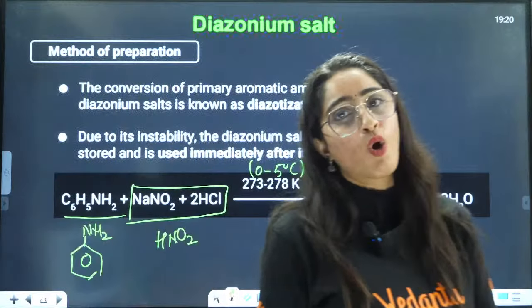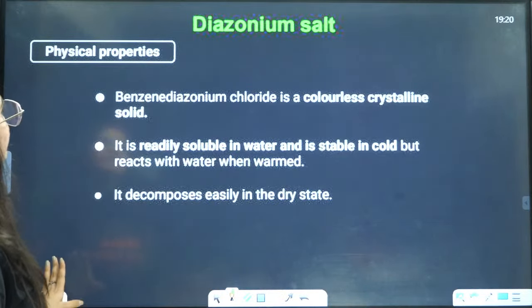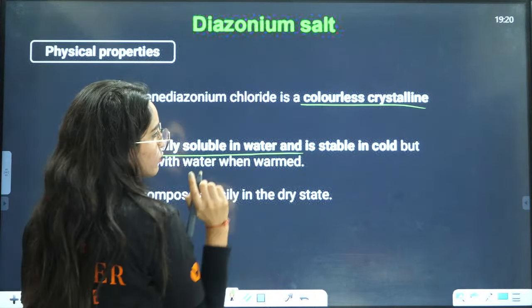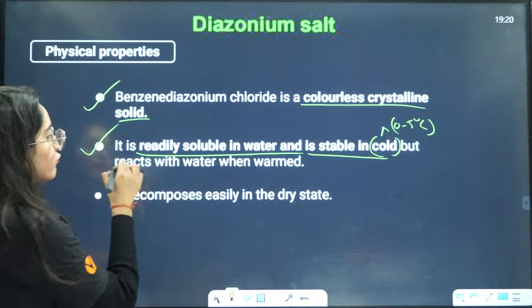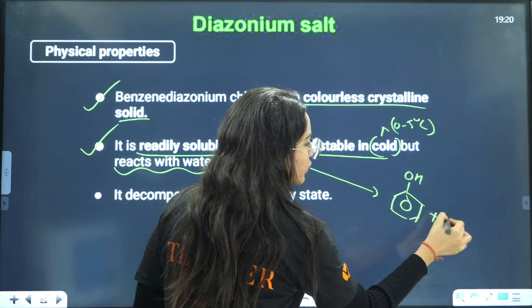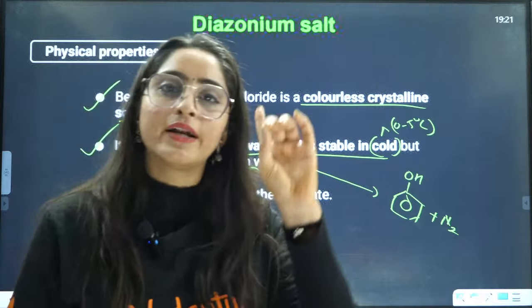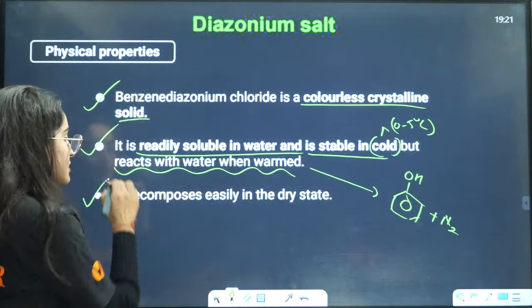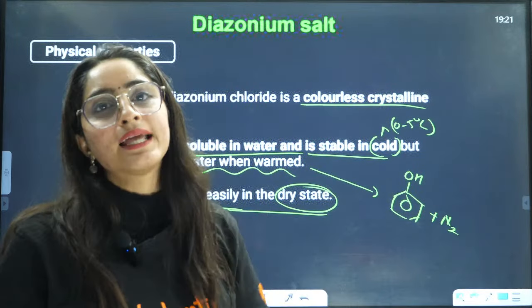And this diazonium salt has so many reactions that we are going to see, right? Okay, physical properties: benzene diazonium chloride is a colorless crystalline solid. It is readily soluble in water and is stable at cold temperature, around 0 to 5 degrees Celsius, but reacts with water when warm. When you react it with water when it is warm, it will give you phenol plus N2 gas plus HCl, right? Third, it decomposes easily in dry state, right? It will decompose in the dry state. Okay.